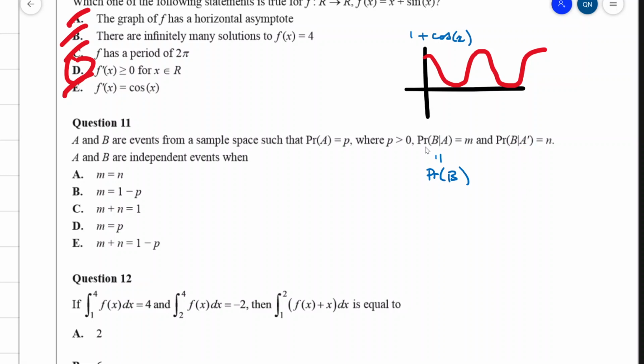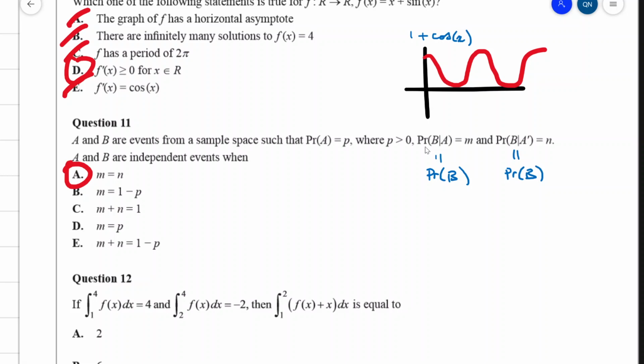If B and A are independent, then B doesn't care about how A behaves. So if you condition on A prime, there should still be the probability of B. But if you have these two guys, well, these two guys are obviously equal to each other, so you need M and N to be equal to each other. Right? I mean, it's just going to be A.